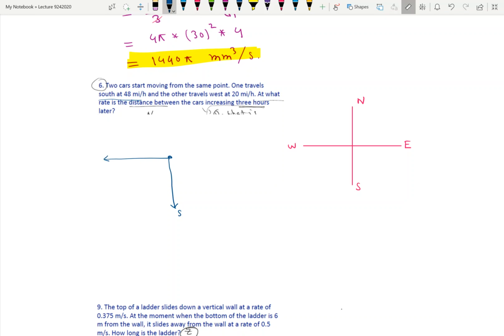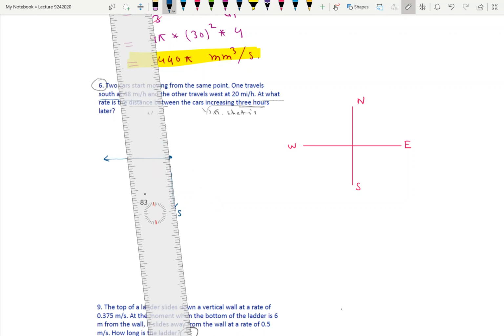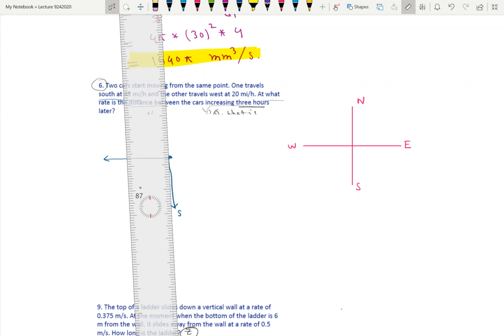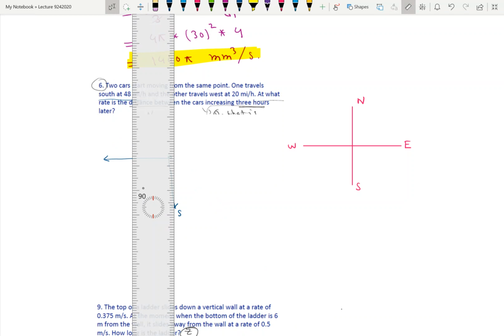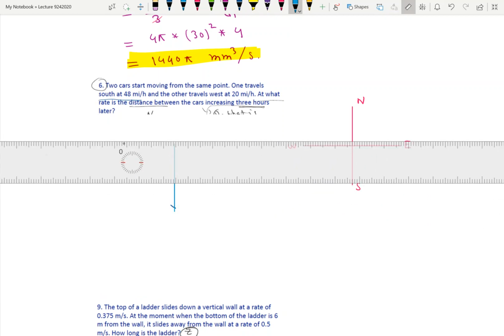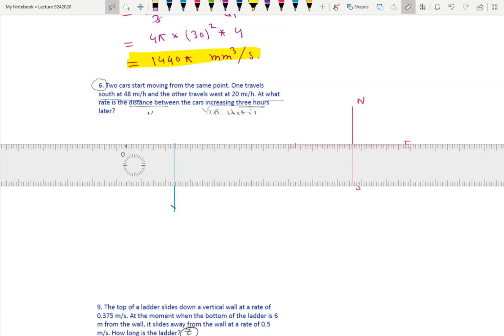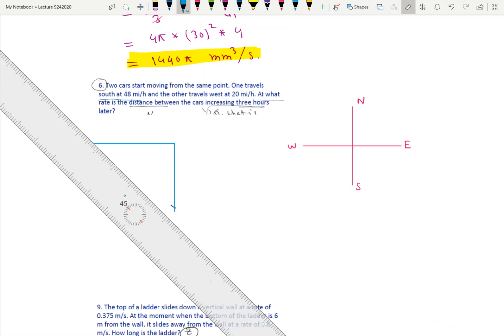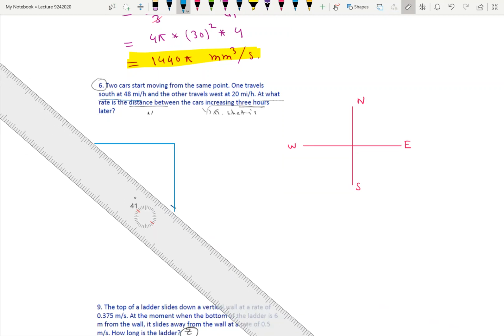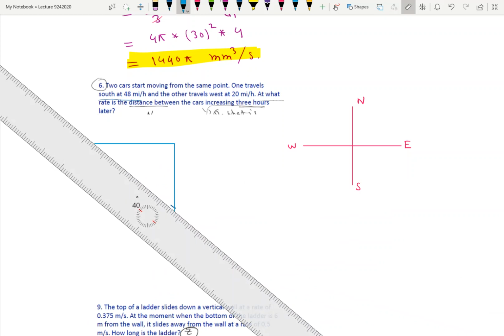and we need to find the rate of change of the distance.